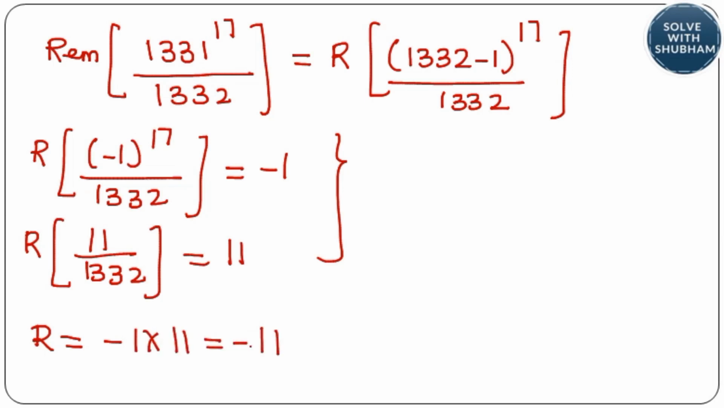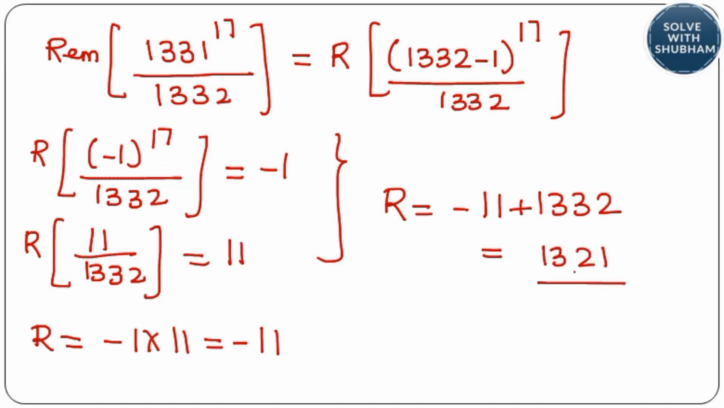We have discussed in the previous slide, whenever you get the negative remainder, we have to add it to your divisor to get the positive remainder. So when you add it to the divisor, the positive remainder would come as 1321. So here the answer is 1321. So here we have made use of the concept of binomial expansion and also the concept of negative remainder.